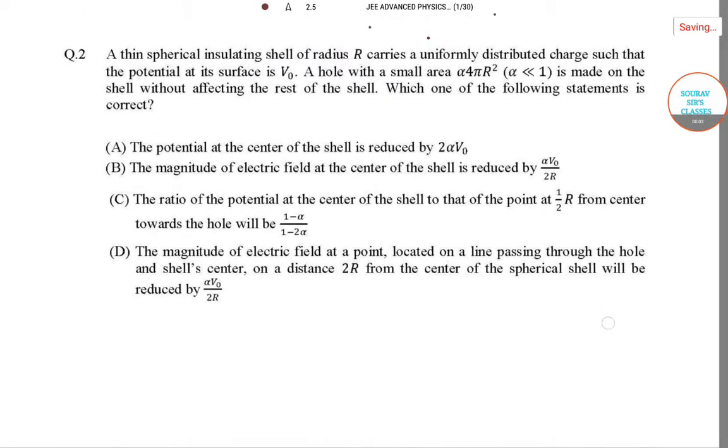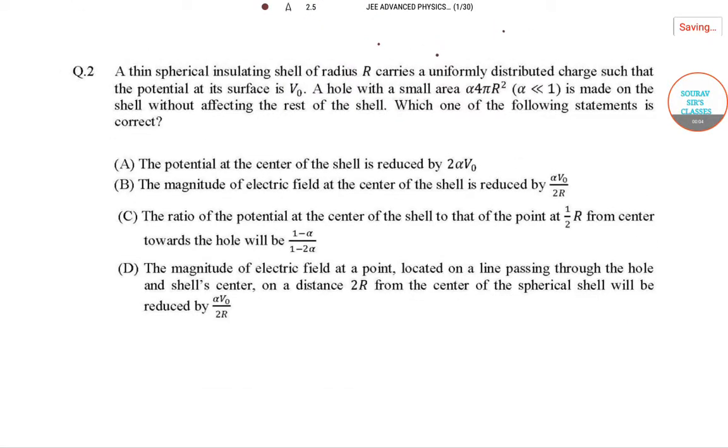Today I am solving the JEE Advanced 2019 Physics question paper. Here the section is 1 and the question is a spherical insulating cell of radius r.